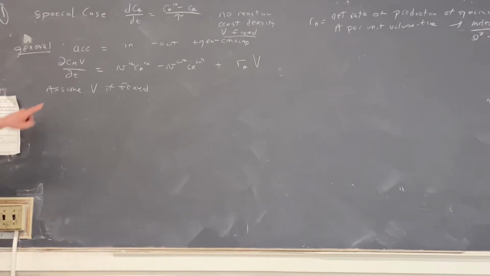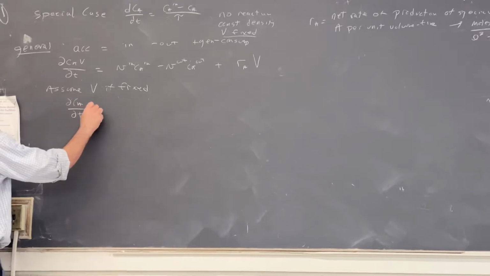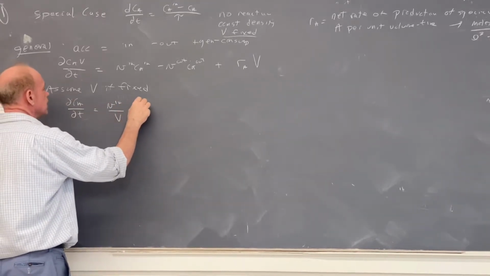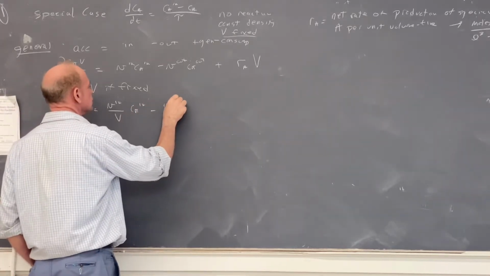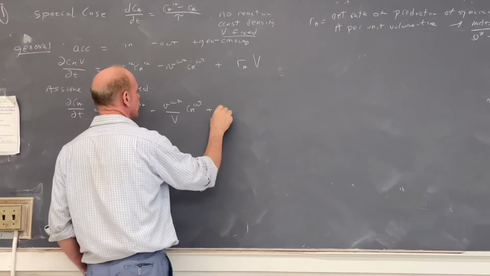So if V is fixed, I can take V out of the integral, out of the derivative, and I can divide by the volume. So I have dCA/dt is equal to V in over V times CA in minus V out over V times CA out plus RA.